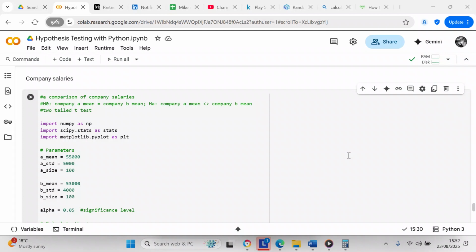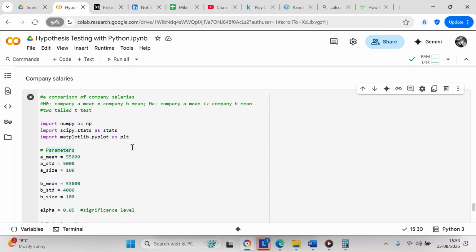In this video, we're going to do a difference in means test, and we're going to compare company salaries. And so basically, this is a practice question to work on. The null hypothesis is company A mean equals company B mean, and the alternate hypothesis is company A mean does not equal company B mean. And we're going to carry out a two-tailed t-test to solve this problem.